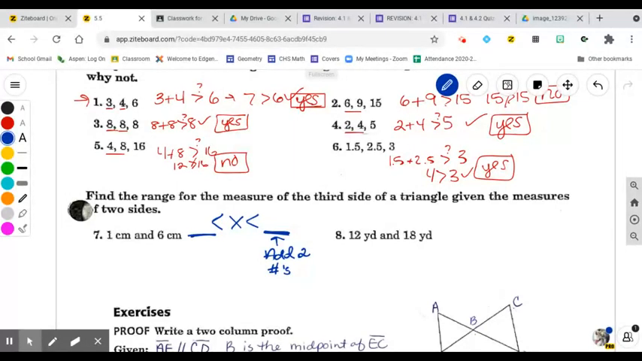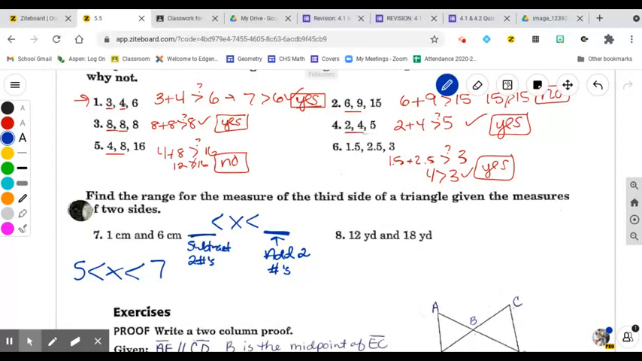To get the low end of the range, you subtract them. So for this particular example, we would say that the third side is between, so 6 minus 1 is 5, 6 plus 1 is 7. And so this has to be between 5 and 7. So one might say, oh, well, the only number that's between 5 and 7 is 6.